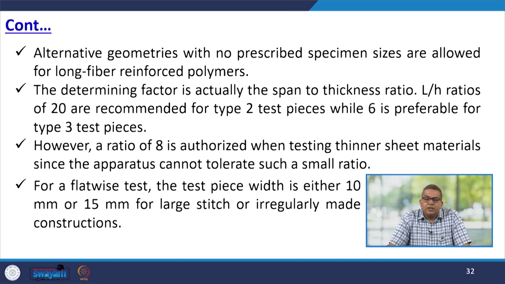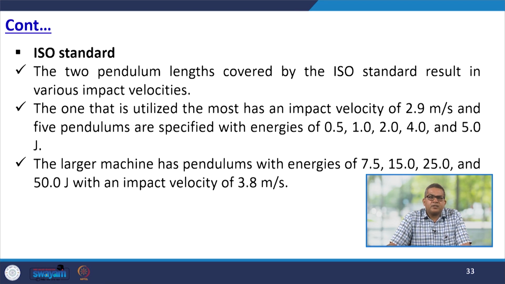Alternative geometries with no prescribed specimen sizes are allowed for long fiber reinforced polymers. The determining factor is actually the span to thickness ratio, L by H, of 20. These are recommended for type 2 test pieces, while 6 is preferable for type 3 test pieces. However, a ratio of, say, 8 is authorized when testing thinner sheet material, since the apparatus cannot tolerate such a small ratio. For a flatwise test, the test piece width is either 10 mm or 15 mm for large stitch or irregularly made construction.